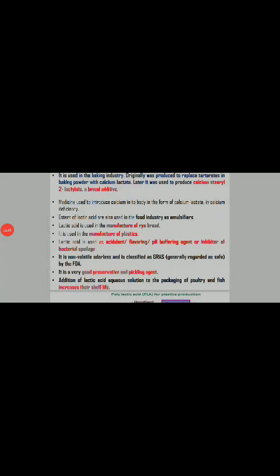Now, the uses of lactic acid. It is used in the bakery industry. Originally it was produced to replace tartrates in baking powder with calcium lactate. Later it was used to produce calcium stearyl 2 lactylate, a bread additive. In medicines, when we go for calcium deficiency therapy, in that case, to introduce calcium in the body, it is provided in the form of calcium lactate.